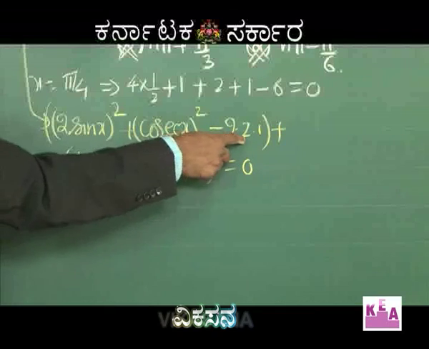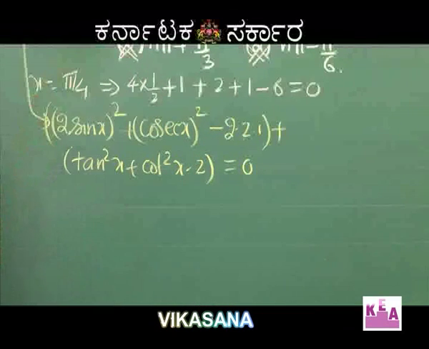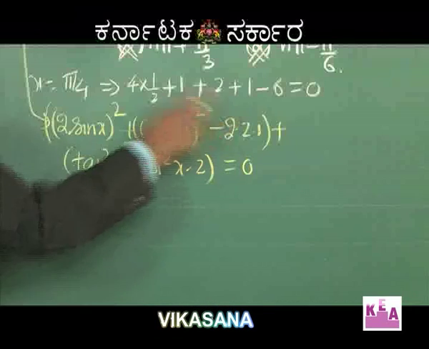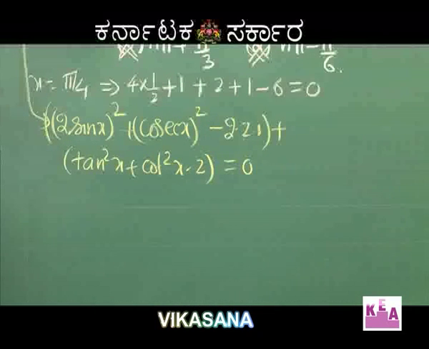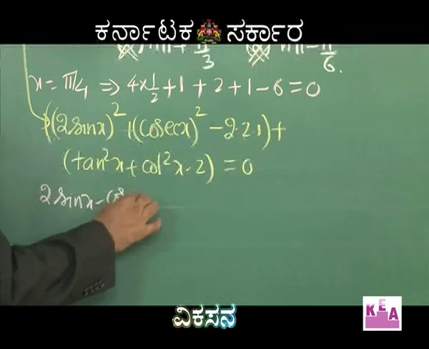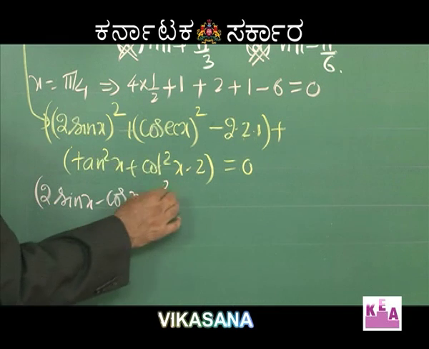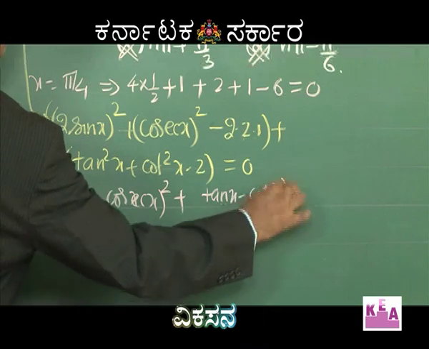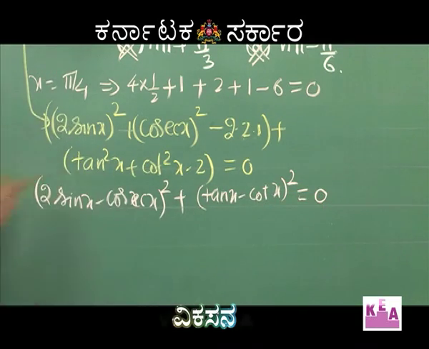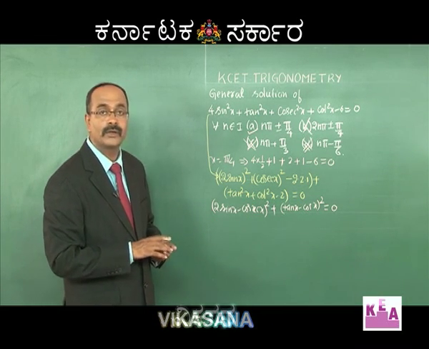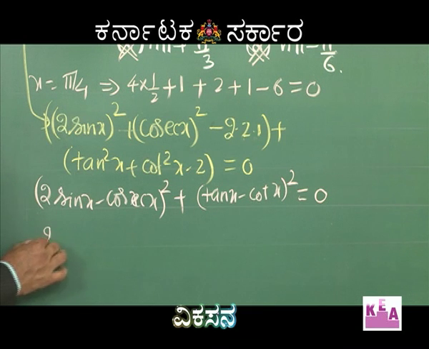Dear students, you can observe here 4 plus 2, 6. We got 6 there. Now this is the form a square plus b square minus 2ab. How does this 1 represent 2ab? Because sin x into cosecant x will give us 1. So now what you will get here? 2 sin x minus cosecant x whole square, that is the first part, plus tan x minus cot x whole square, that is the second part, is equal to 0. Sum of 2 squares is equal to 0, therefore 2 sin x minus cosecant x is equal to 0 and tan x minus cot x is equal to 0. That clearly implies 2 sin x is equal to cosecant x.